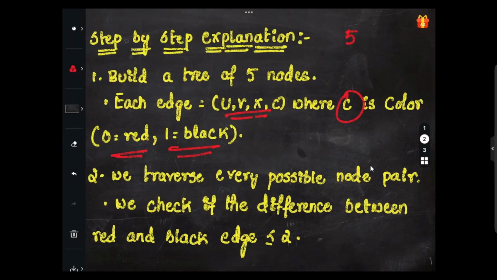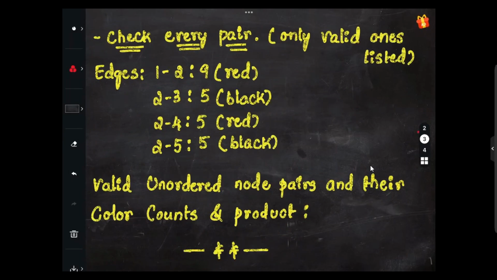So we will check if the difference between the red and black edge is less than or equal to this criteria they have given in the question as well. Right? Now we will check every pair. I have listed only the valid ones, so that you can just go with the valid and invalid ones, but I have listed only the valid ones accordingly with the example.